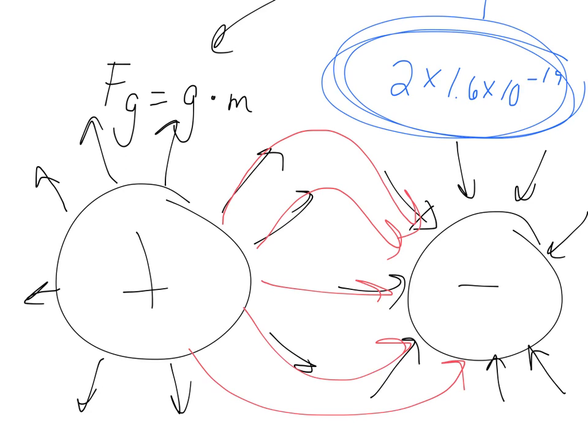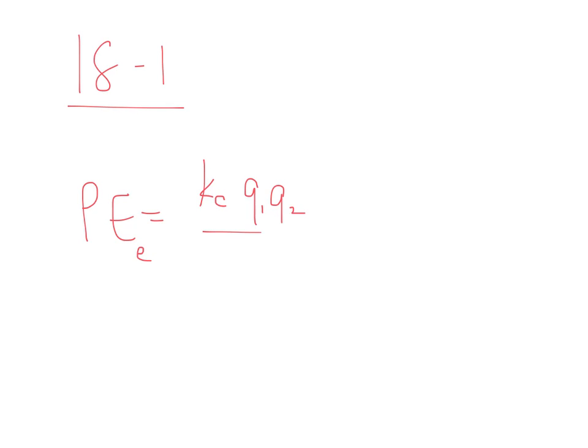All right, let's go to 18.1, which was electric potential energy. And our formula for this is Kc Q1 Q2 over R. Again, very similar to the 17.2 formula, except it's not R squared.